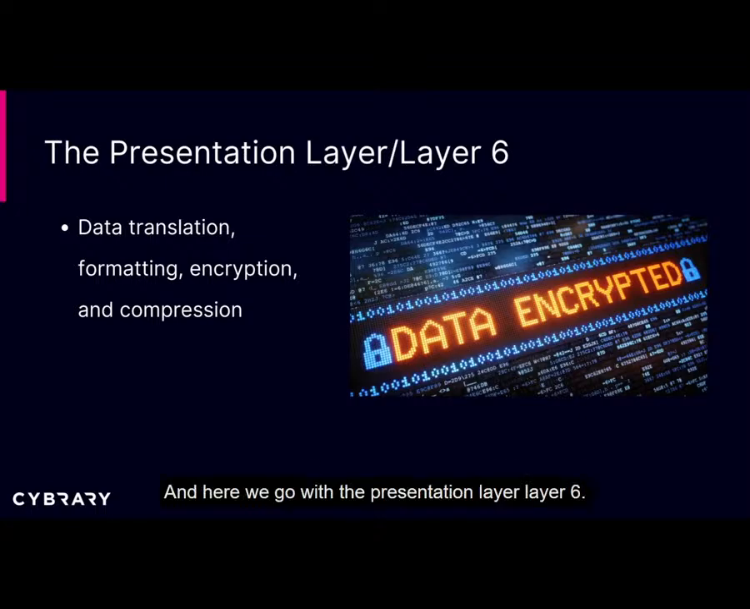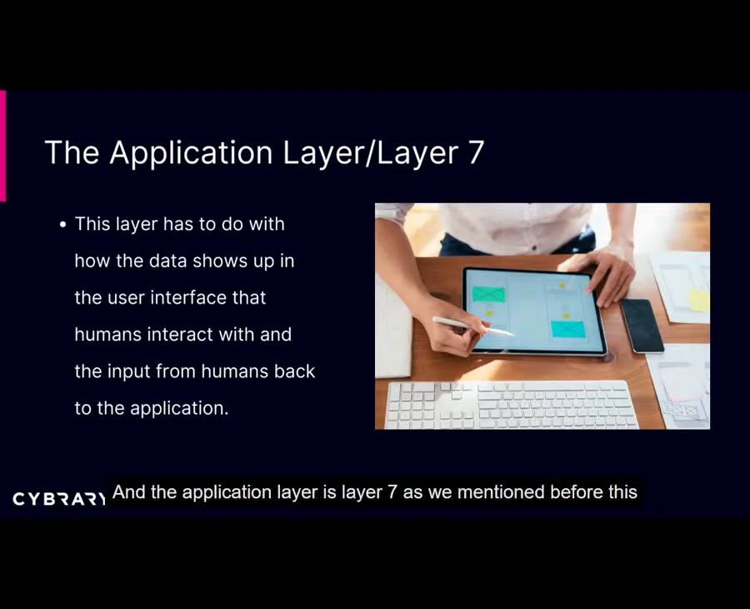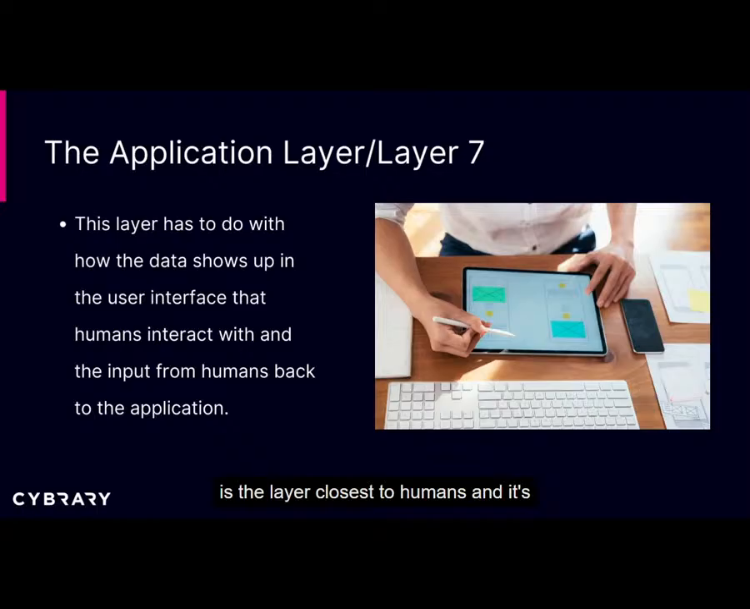And here we go with the presentation layer, layer 6. This layer is all about translating the data between what computers understand and what humans understand, as well as encrypting data when necessary and sometimes compressing it, providing it in different formats. That's what this layer is all about. And the application layer is layer 7. As we mentioned before, this is the layer closest to humans, and it's related to everything about the application interfaces that we interact with.